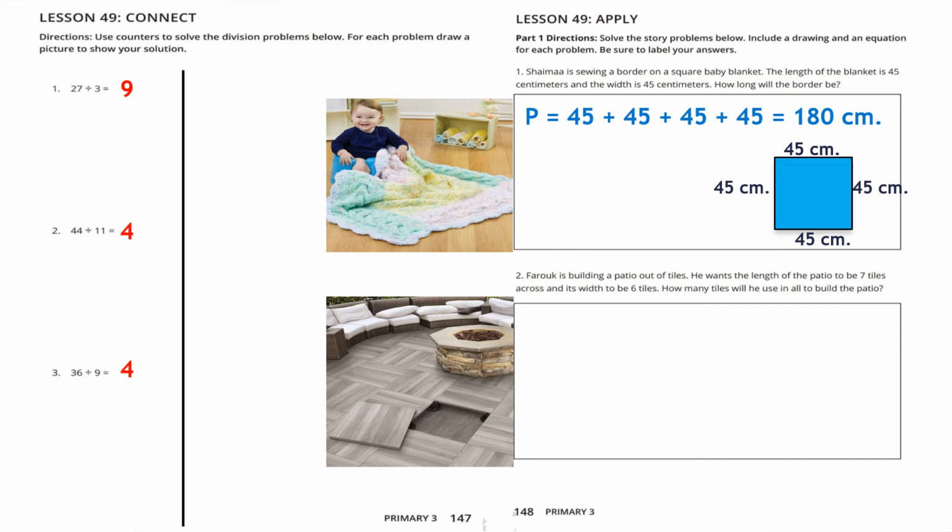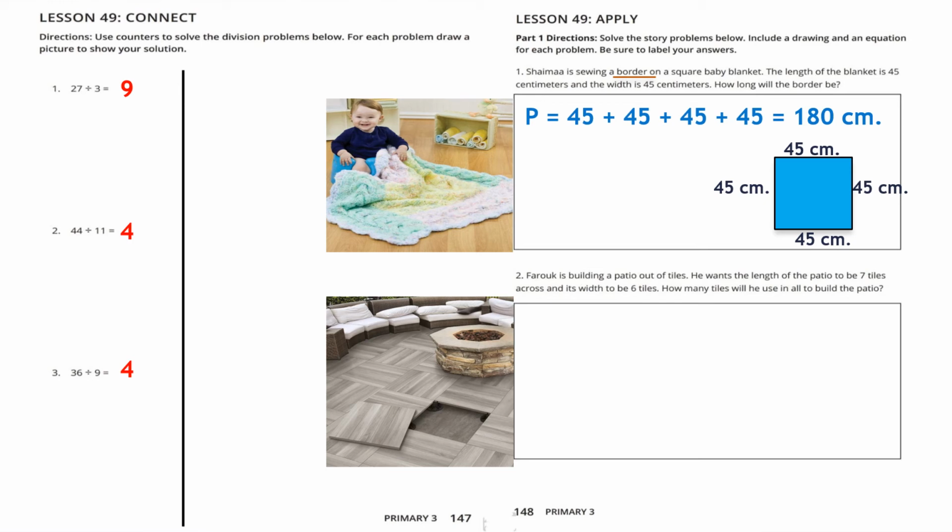Here, in number 2, Farouk is building a patio out of tiles. Patio out of tiles, it's like ceramic in the floor. He wants the length of the patio to be 7 tiles across and its width to be 6 tiles. How many tiles will he use in all to build the patio? The patio here, it's like ceramic in the floor, okay?